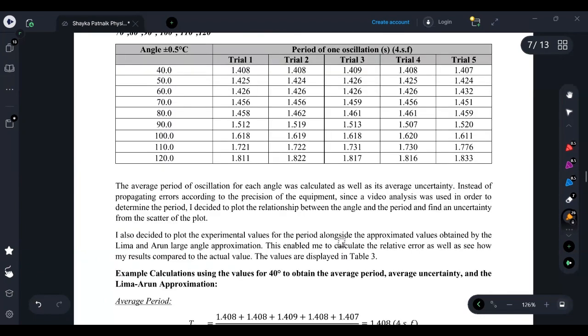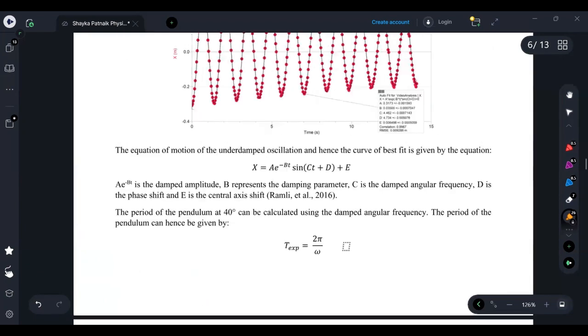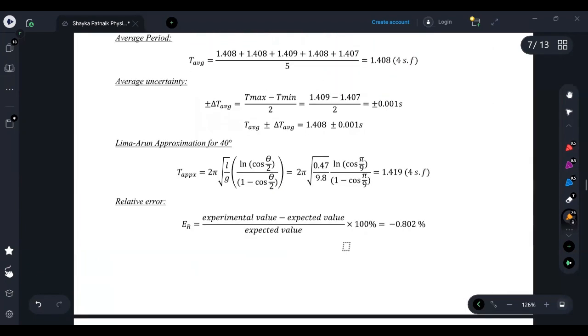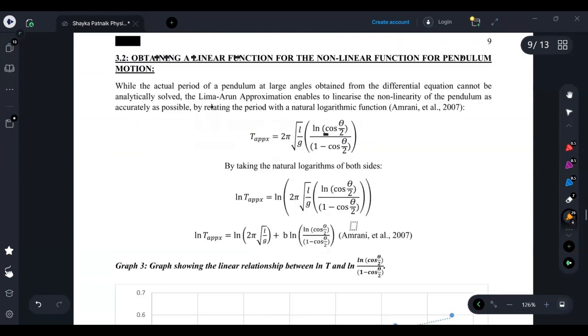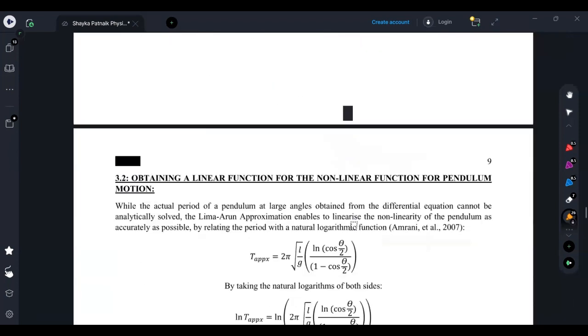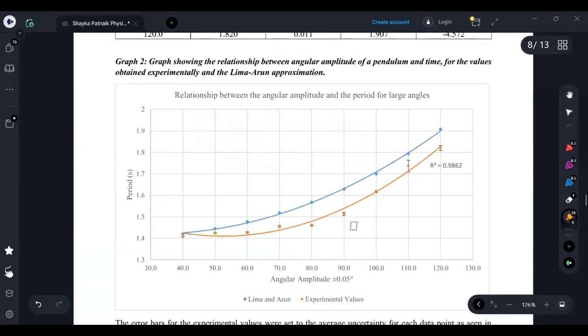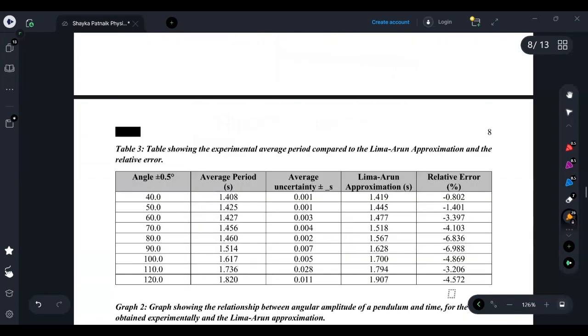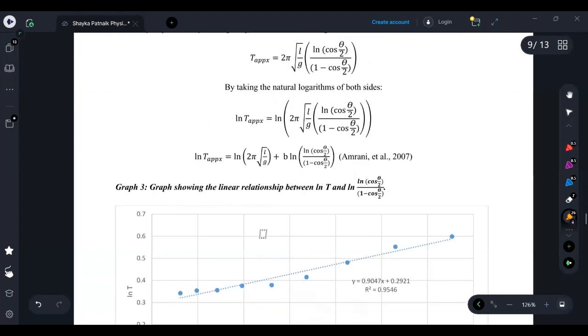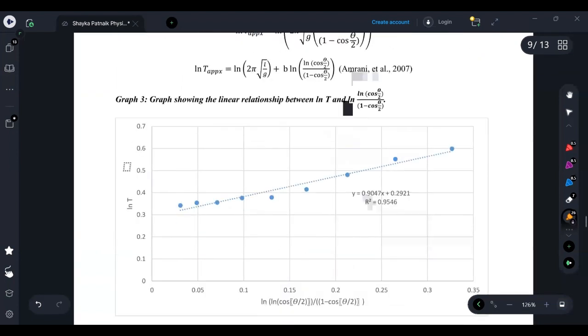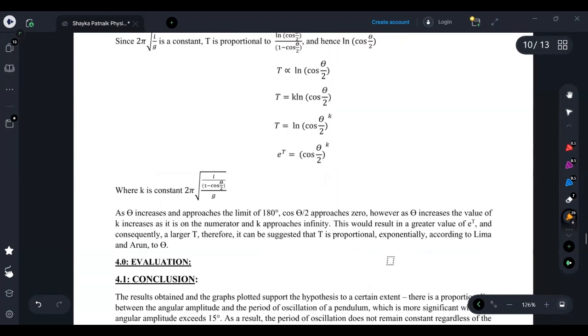Depending on what your IA is about, you're going to have different ways of collecting your data and processing it such that you can get the answers that you want. For me, it was mostly just getting my data, finding the relative percentage error, representing it in a graph, and then finding a relationship between my oscillation and my angular amplitude.